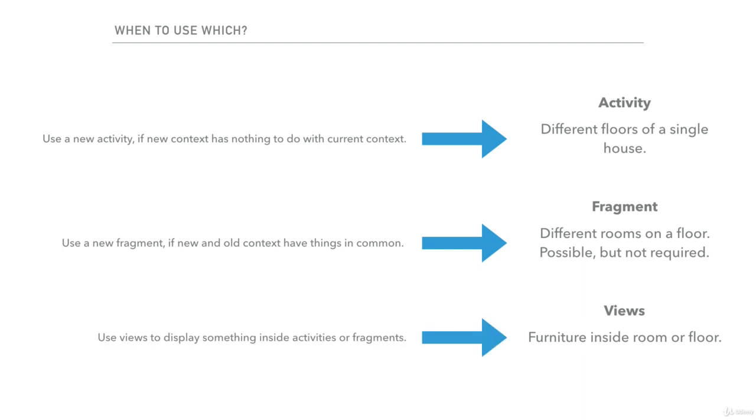And views are pretty much different from fragments and activities, because fragments and activities, like you already learned, are containers, and views are actually visible elements. So use views to display something inside activities or fragments. You can also have custom views where you can customize everything, but views are the things that are actually visible inside your app.